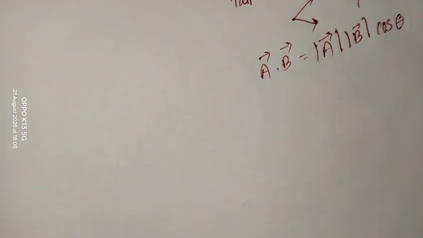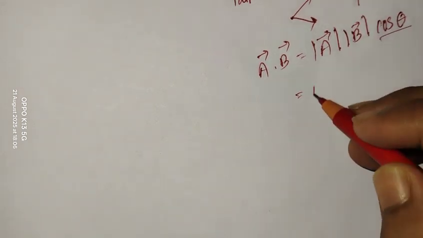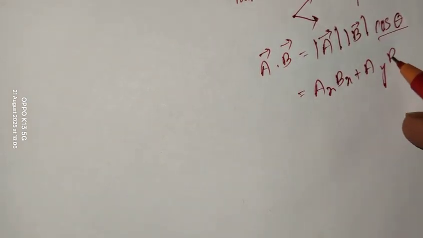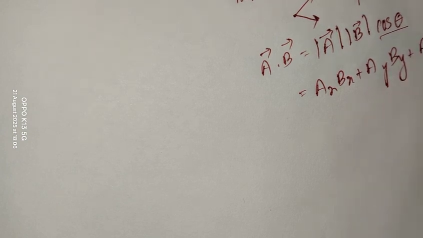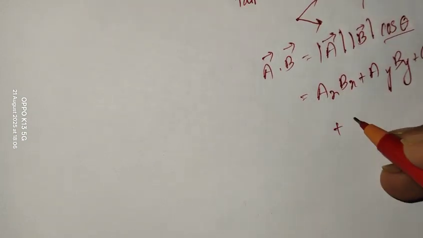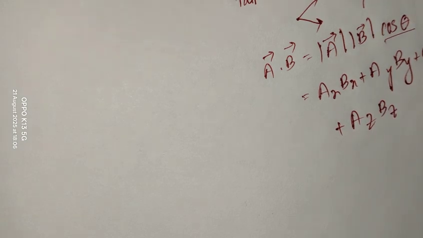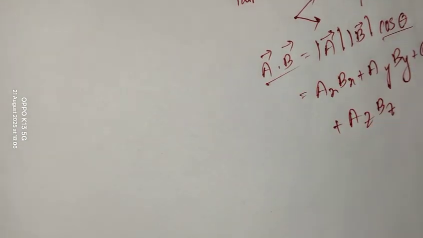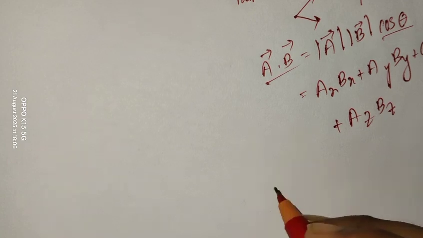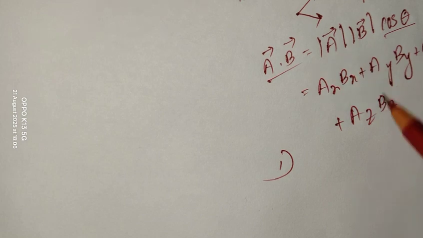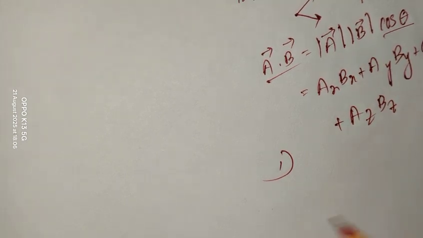Very nice. Now if you don't have the theta, in that case, this is ax bx plus ay by plus az bz. Very nice. It's very easy to identify the dot product. But what is the physical significance? The first physical significance is we can find the value of theta through these two equations, the angle between two vectors.